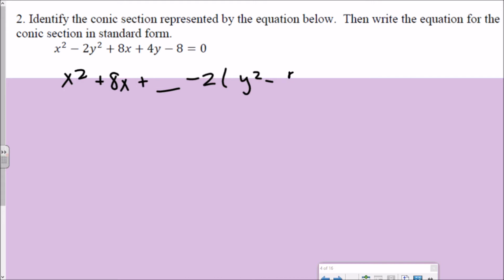Now, why am I doing that? Because you really can't complete the square unless you have a positive 1 coefficient in front of your square, is equal to, and then 8 is on the other side plus my 2 blanks. All right, and then what goes in the blanks? Well, let's think about it.